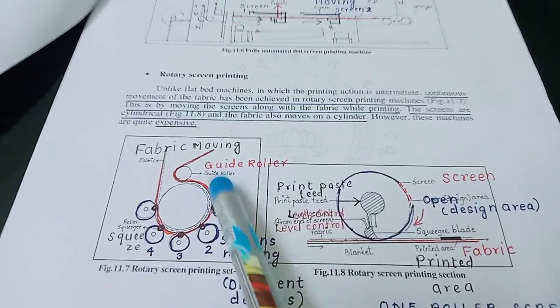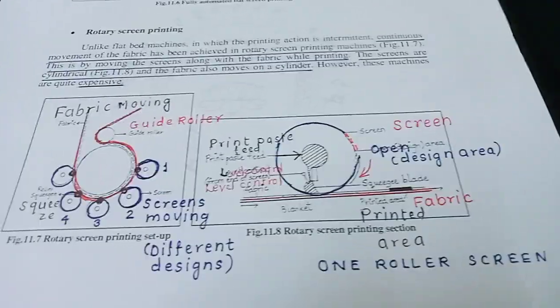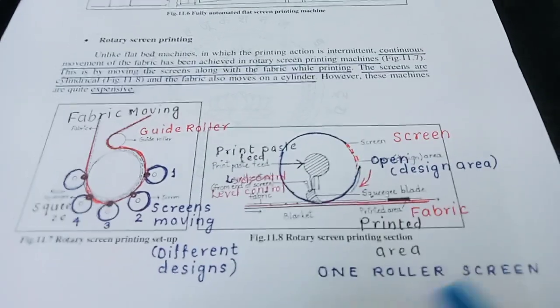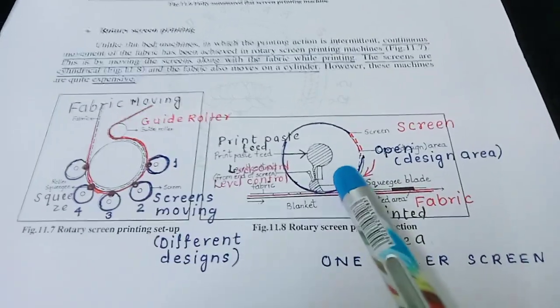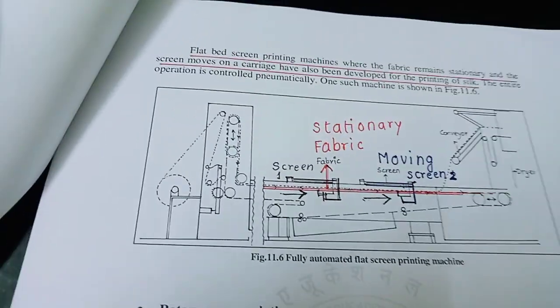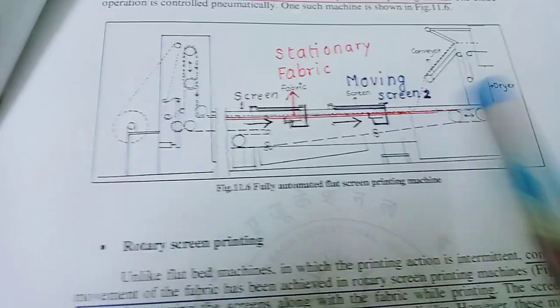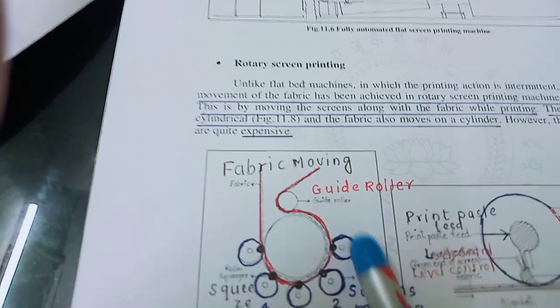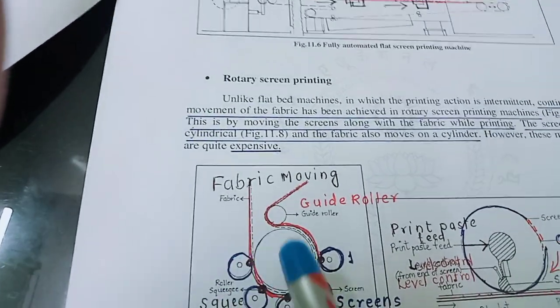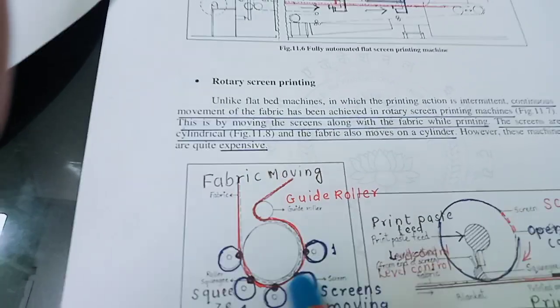So this is guide roller. So this is one roller screen, this is just enlargement of one screen roller. So what happens in screen printing? The screens with different designs are moving one after the another, whereas in this roller printing method, the rollers with different designs are continuously rolling around the fabric. This fabric is also rolling on a large cylinder. This is the guide roller.